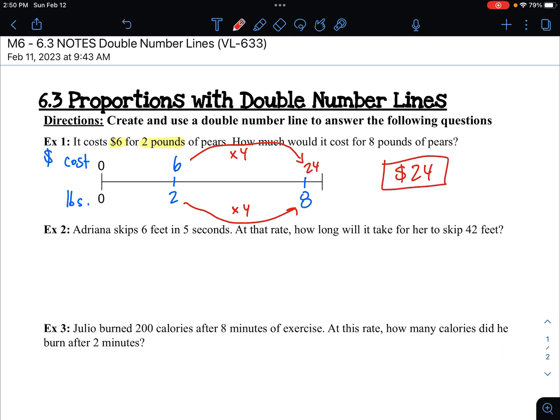Let's try another one. In example number 2, they do not draw a number line for us, so we have to draw our own. So let's read it first. Adriana skipped 6 feet in 5 seconds. At that rate, how long will it take for her to skip 42 feet? All right, Adriana, skipping 6 feet in 5 seconds. So let's draw a double number line. It starts off with zeros, which you don't necessarily have to write. But the two things being compared are skipping 6 feet in 5 seconds. So let's put feet on top and seconds on bottom.